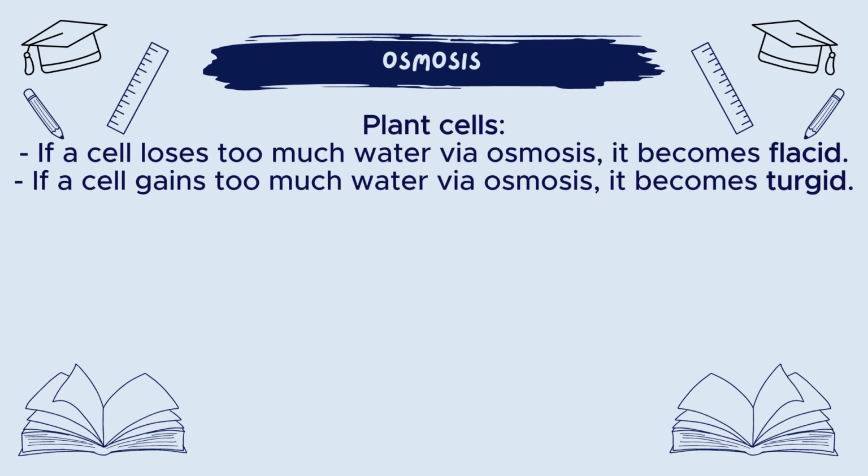For plant cells, if a cell loses too much water via osmosis, it becomes flaccid. If it gains too much water via osmosis, it becomes turgid.